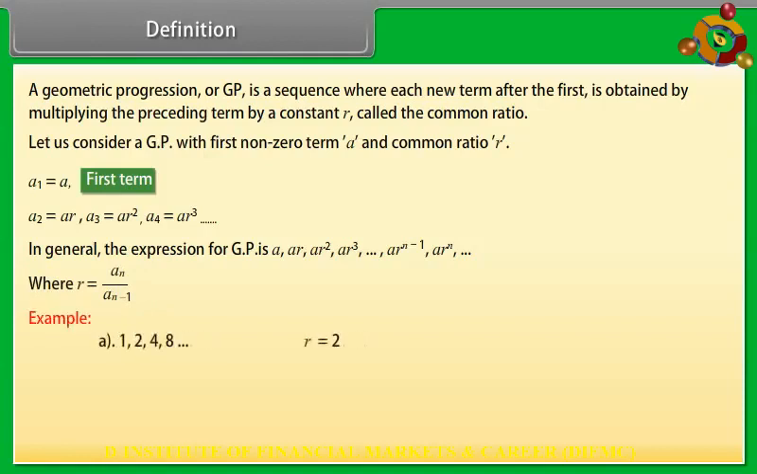Example: 1, 2, 4, 8, and so on, r is equal to 2. 1, 1 by 2, 1 by 4, 1 by 8, and so on, r is equal to 1 by 2. 1, minus 2, 4, and so on, r is equal to minus 2.